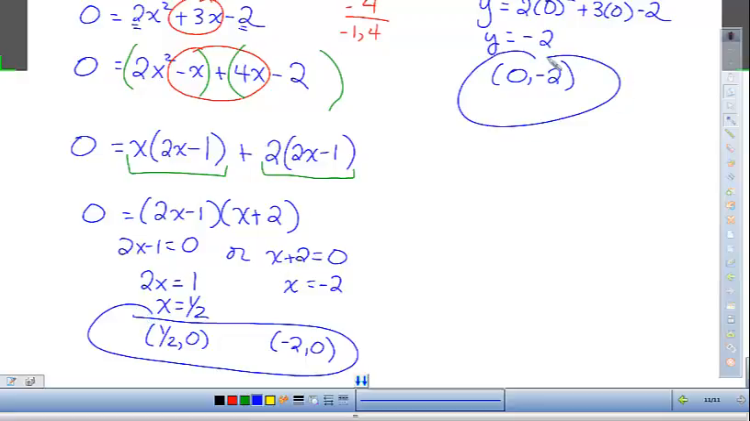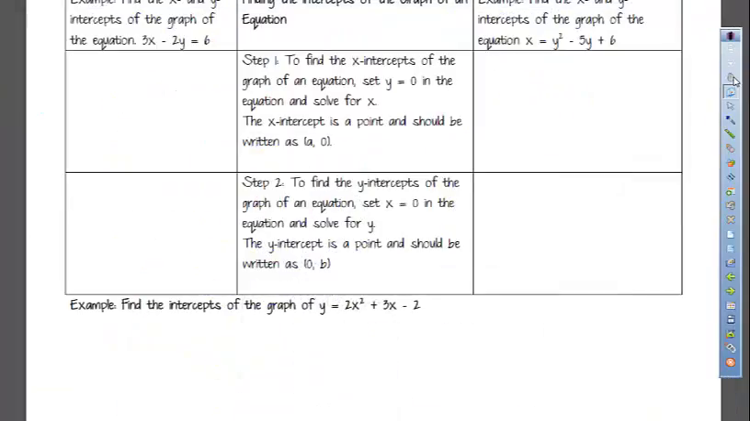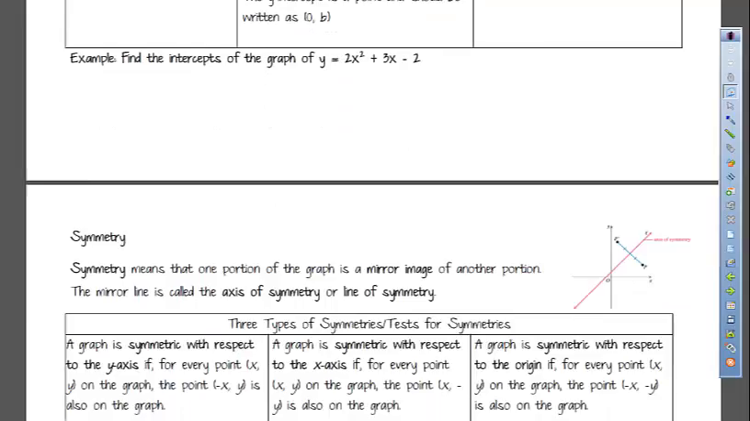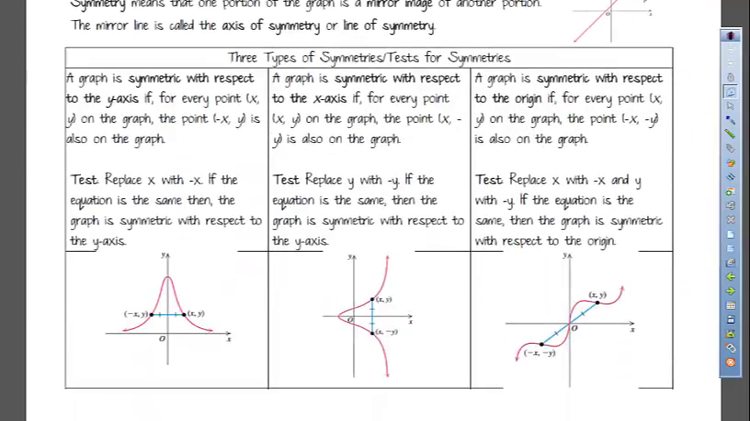Questions about that? Was that too much detail about factoring? Good. Make sure you go home and practice that in some other problems, because factoring comes up over and over and over again. Alrighty, moving on.